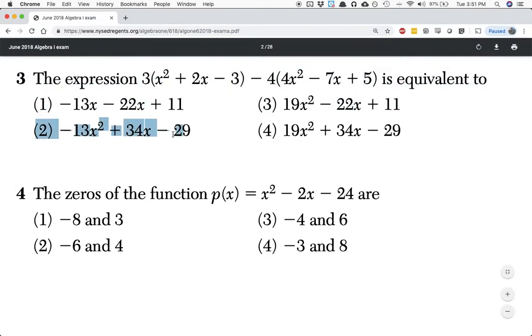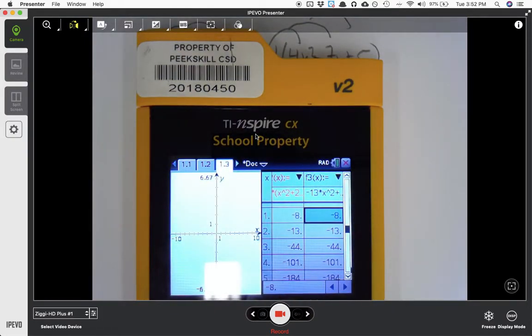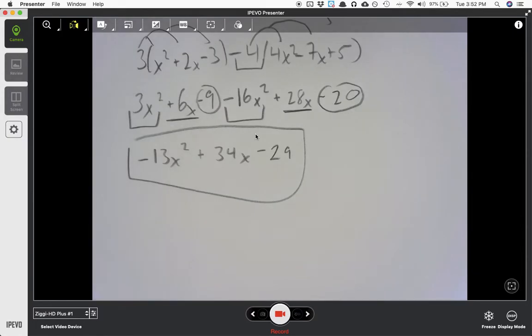So on paper, it's pretty easy. And if you're not good with all of this, the calculator can get it for free just by going to the tables and checking for equivalent tables. That's it.